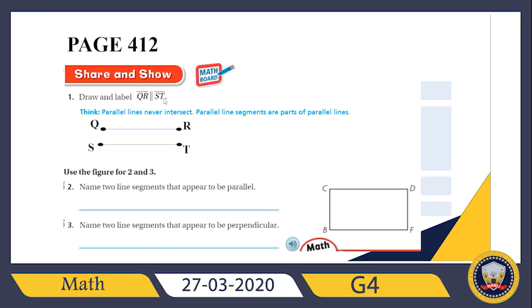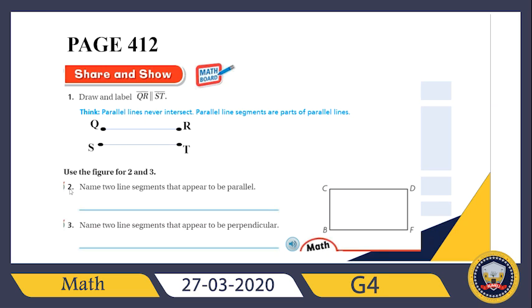Line segment ST. Remember, parallel lines never intersect. They always keep the distance the same. In this situation, I can draw a line segment like this for line segment QR, and then I need to draw another line segment to make them parallel, like line segment ST. So I know this distance will be the same all the time and they will never intersect.